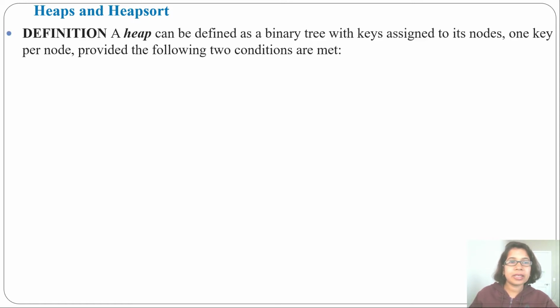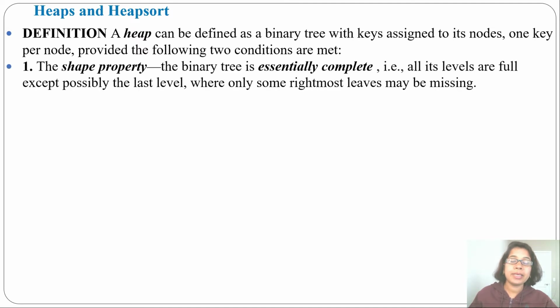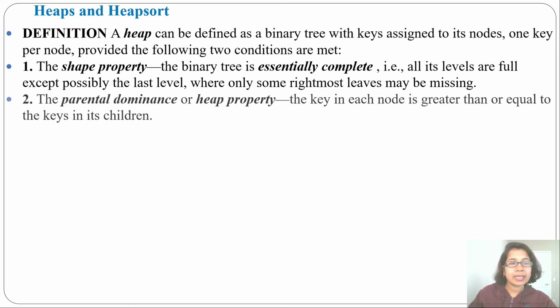Let's first understand what a heap is. A heap can be defined as a binary tree with a key assigned to each node. It's like a normal binary tree, one key per node, and there should be two conditions. First condition, shape property, means it should be complete. At the leaf level, it should fill from left to right. Next is parental dominance or heap property, means the key in each node is greater than or equal to the key of its children, means parent value should be greater than its children.